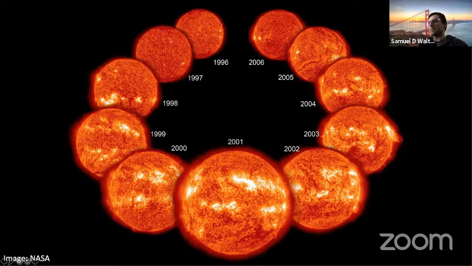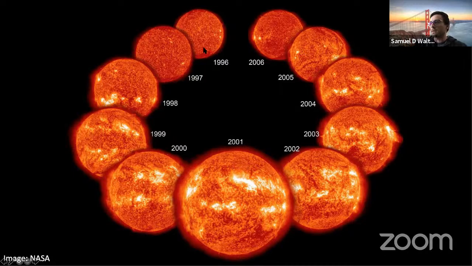The very regular variability of the sun. So this is what we call the solar cycle, and it's well established. The sun goes through activity cycles where it goes from a low activity up to high activity, back down to low. This is an example of solar cycle 23. We're currently in solar cycle 25.